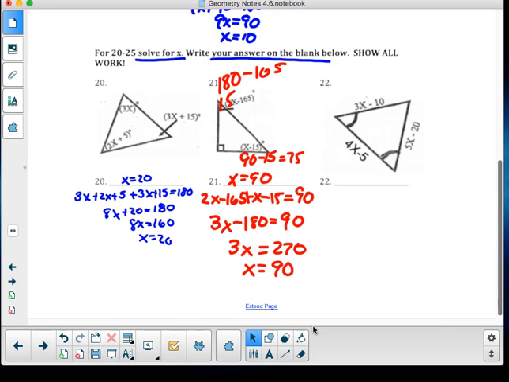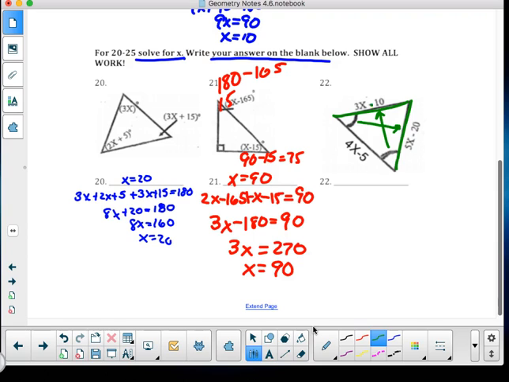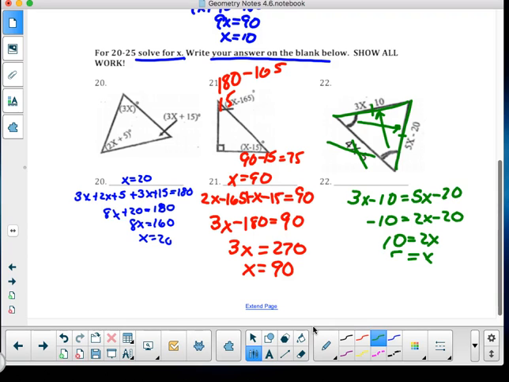Now, I'm finding x still, and I'm looking at an isosceles triangle. Base angles are congruent across from the sides that are congruent. So those two sides are congruent. 3x minus 10 is equal to 5x minus 20, and this base measurement is not necessary for helping us find the answer, because we're looking for a relationship to solve for x, and our relationship is about the two sides that are congruent. So I got negative 10 is equal to 2x minus 20, and I got 10 is equal to 2x, so x is 5.